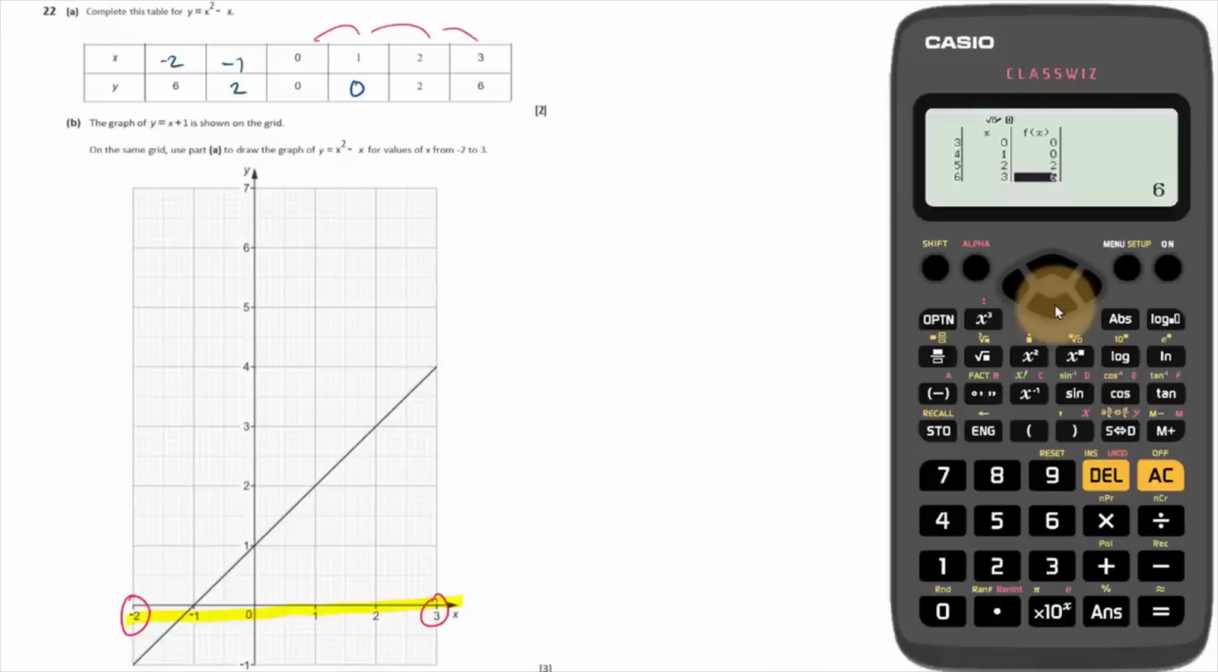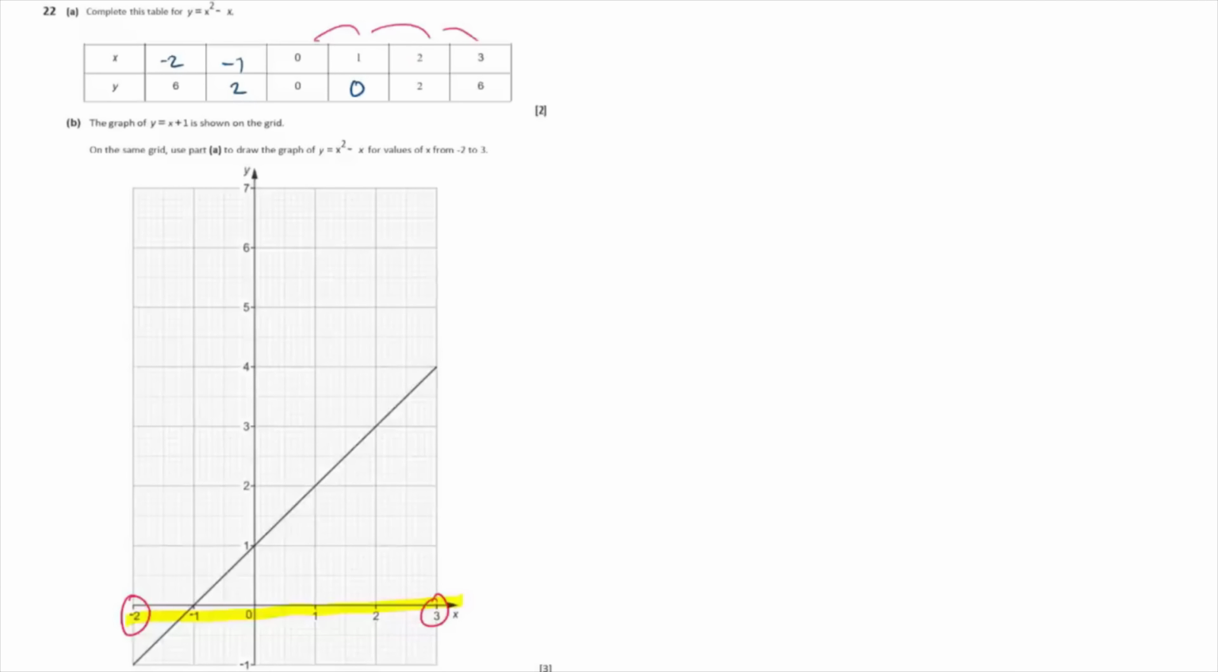Okay, so we filled out the table, and that was really easy. Just make sure you use the table because it does make life a whole lot easier. Part B, the graph of y equals x plus 1 is shown on the grid. It's already drawn. On the same grid, use part A to draw the graph of y is equal to x squared minus x for the values of x from -2 to 3.